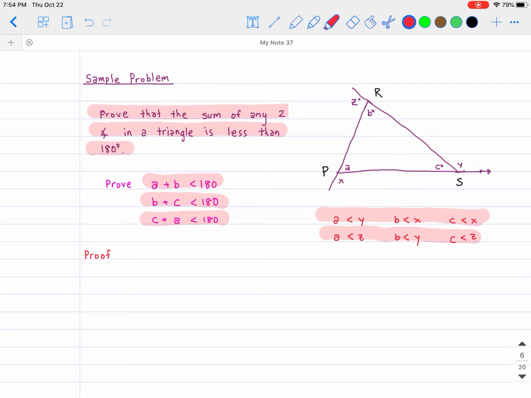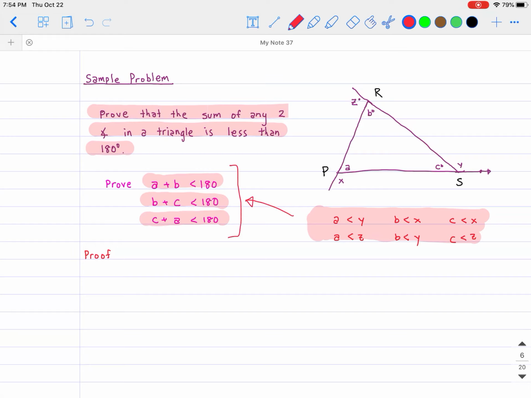I'm going to go ahead and write out on the right-hand side all the stuff that I can get out of the exterior angle theorem. You can see how A, B, and C are going to be my interior angles, and then X, Y, and Z are going to be their exterior angles, respectively.